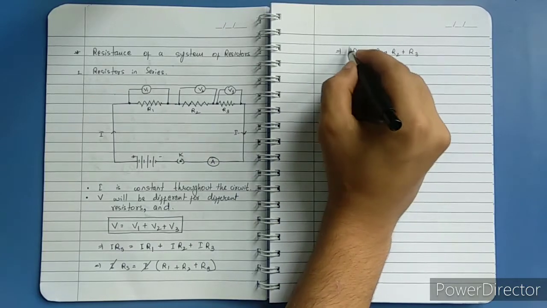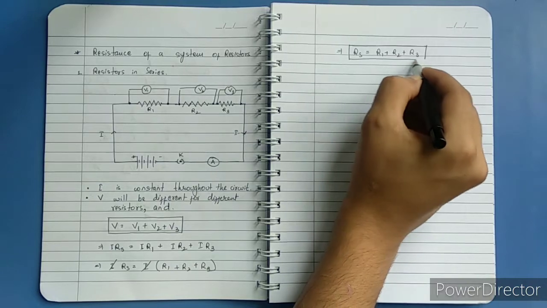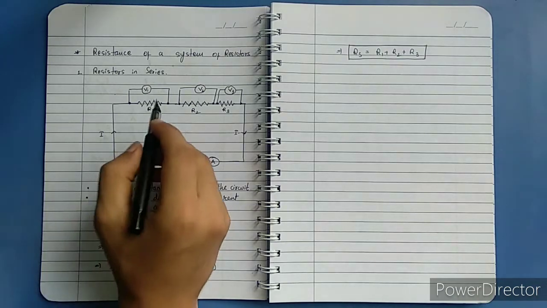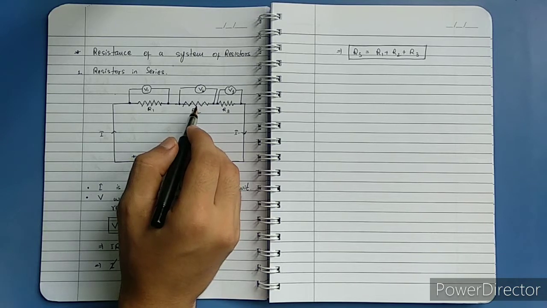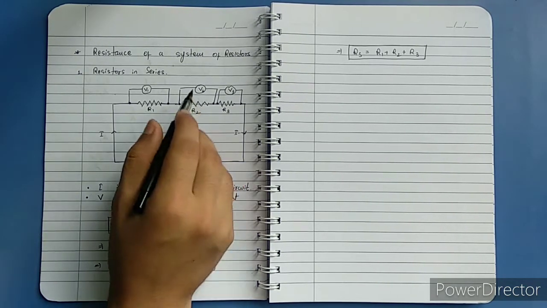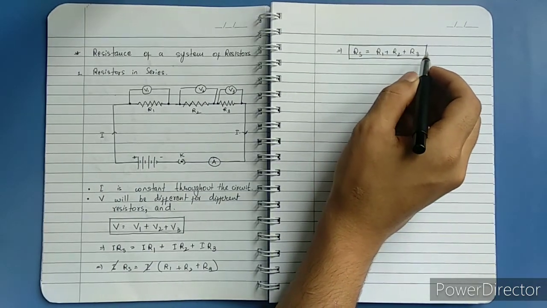So whenever we have resistances in series, all the resistances get added up. This is the basic conclusion that we draw from our experiment. Whenever the resistances are connected one after another, without splitting, we say the resistances are connected in series, and the total resistance becomes equal to the sum of all the resistances.